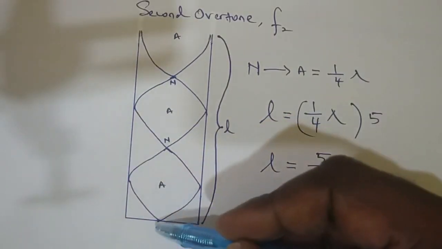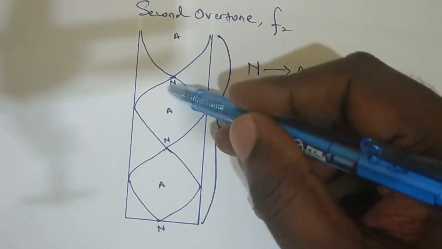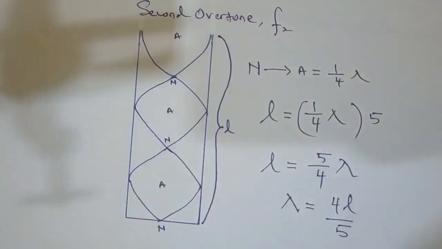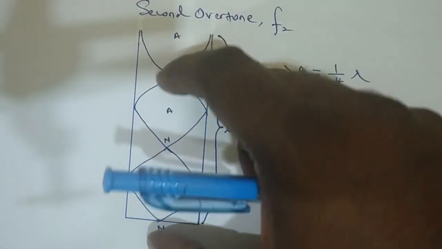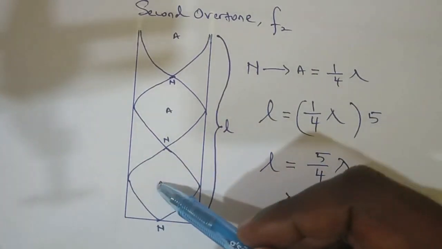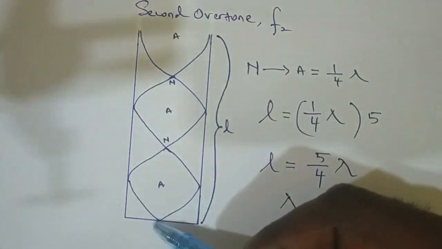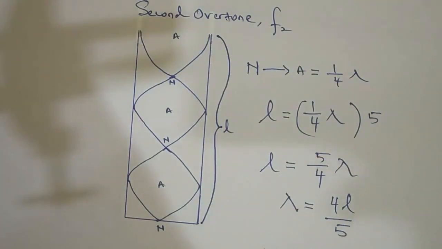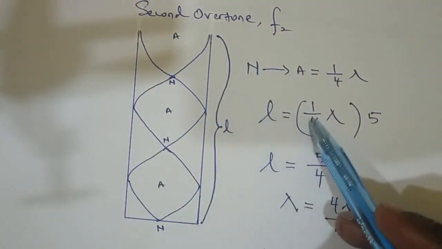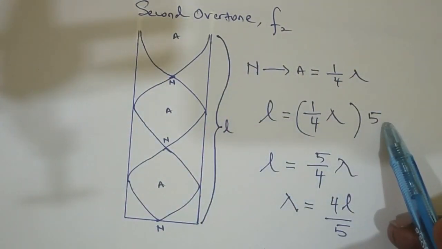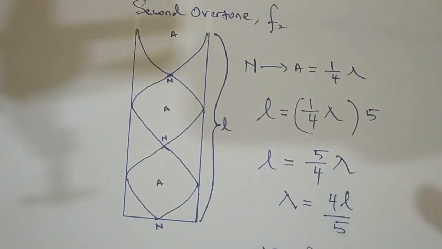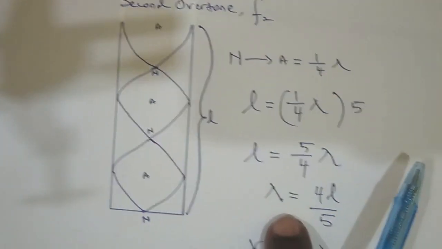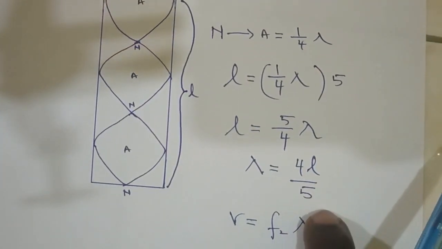So now we have 1, 2, 3, 4, 5 node-to-antinode segments, which means we have 3 antinodes and 3 nodes. So now the length is a quarter wavelength times 5, where the length is 5 over 4 lambda. So lambda itself equals 4L over 5.